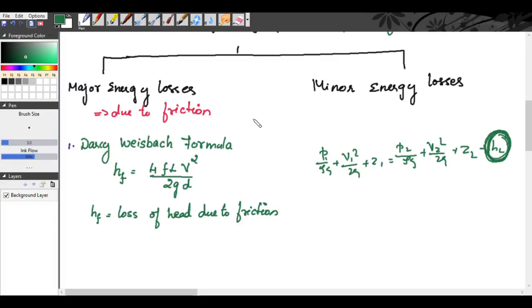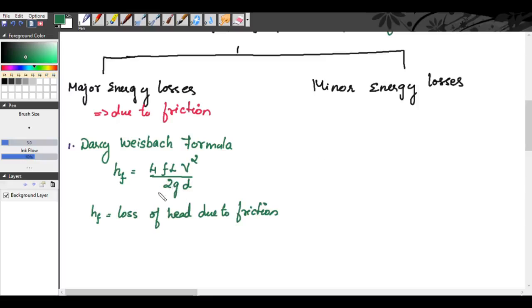The first formula to determine the major energy loss is the Darcy-Weisbach formula. HF is equal to 4FLV square by 2GD, where HF is the loss of head due to friction. Now we have a term F here. This F is called the coefficient of friction. And this coefficient of friction depends on Reynolds number, or it is a function of Reynolds number.